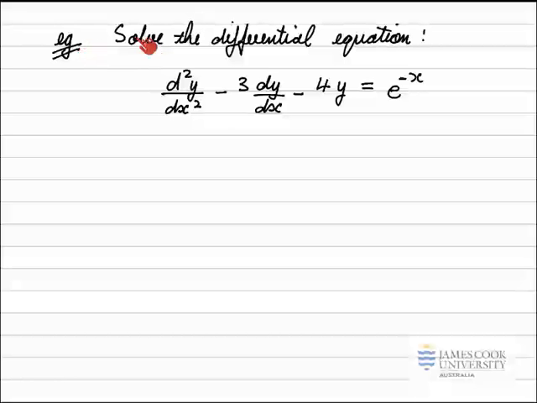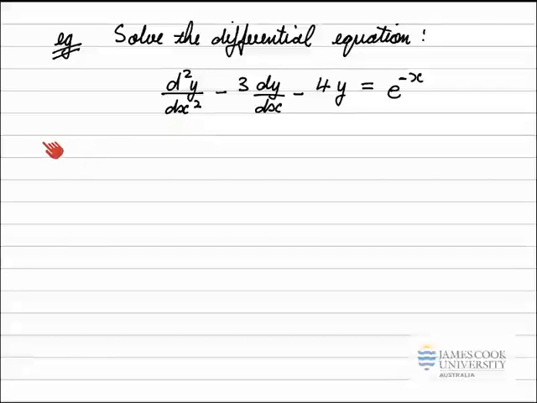In this example, we've been asked to solve the differential equation d²y/dx² minus 3 dy/dx minus 4y equals e to the negative x. I recall that this is a second order differential equation because the highest derivative is a second derivative. And I see that all the y, dy and second derivative terms have constant coefficients. I also note that the right-hand side, where all the x's are, is not 0, and so this is a non-homogeneous second-order differential equation with constant coefficients.